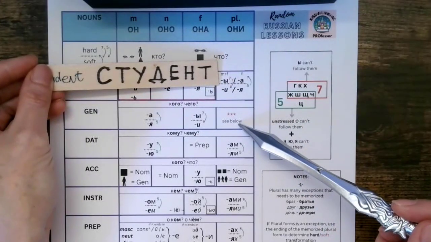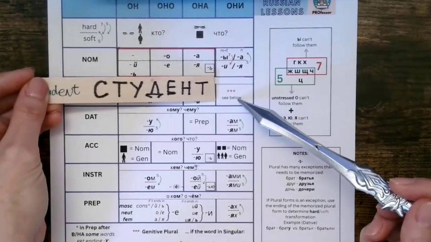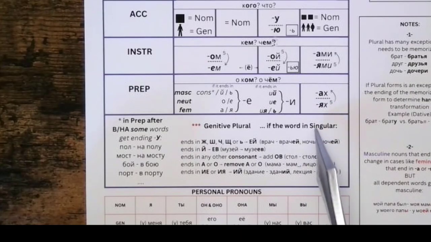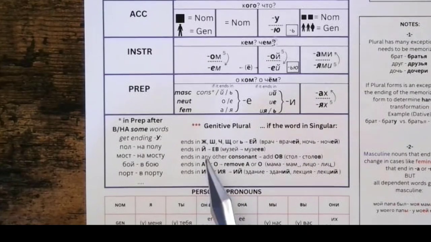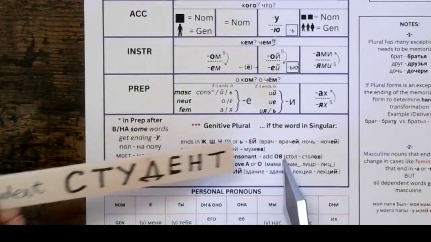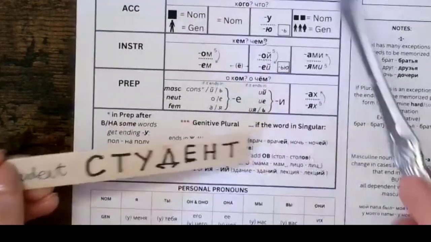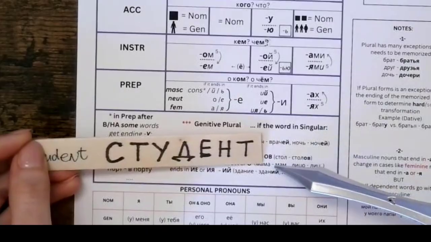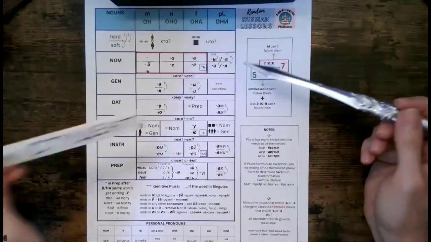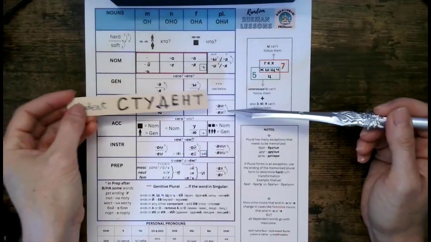Then we're going to genitive plural. So it says see below. We go to see below, and it says if the word in singular ends in ж, ч, ш, щ, soft sign, й, or ends in any other consonant. T is definitely any other consonant, add ov. So genitive plural will be студентов. Then we go to other cases. So again, hard stays hard. So student.